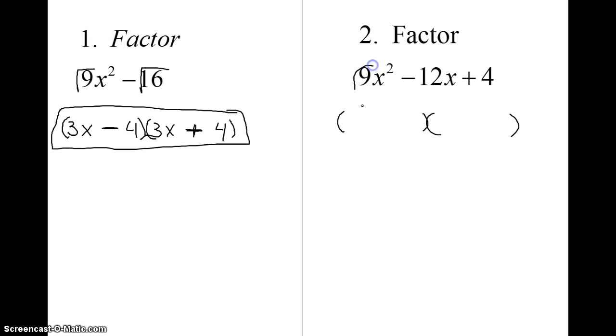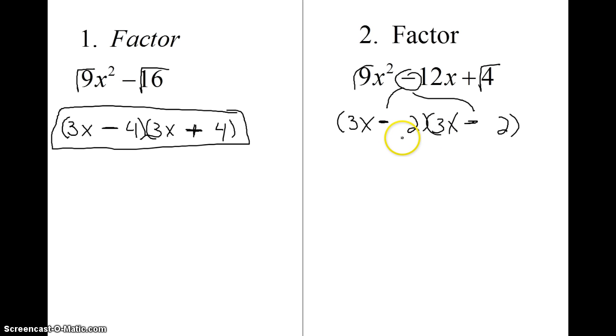You take the square root of 9, which is 3. You guys are going to take the square root of 4, which is 2. You're always going to use the sign in the middle, so you put it here and over here. Remember to keep the variable that you see in the trinomial. It's a good idea to always check if you get the term in the middle.